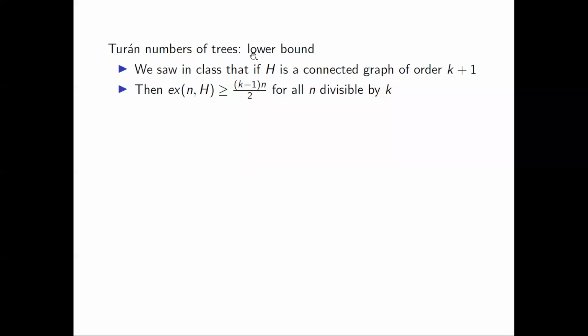How do we get this lower bound? Well, we can just take a disjoint union of k cliques.